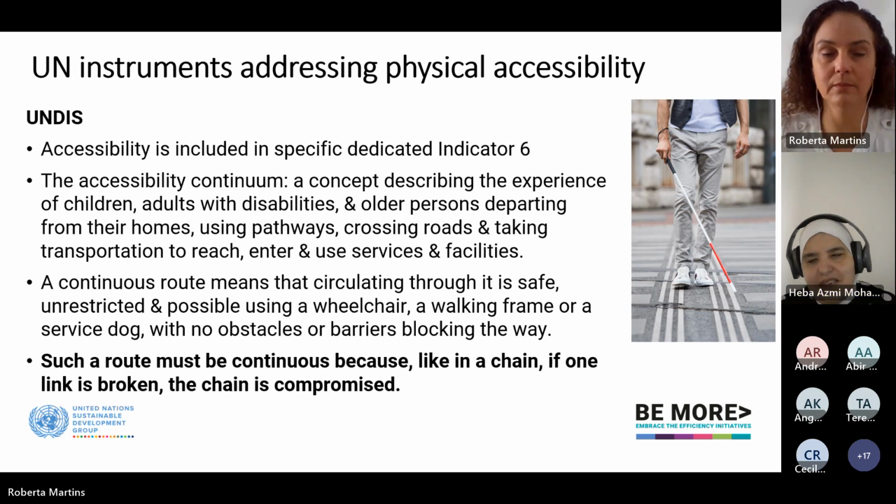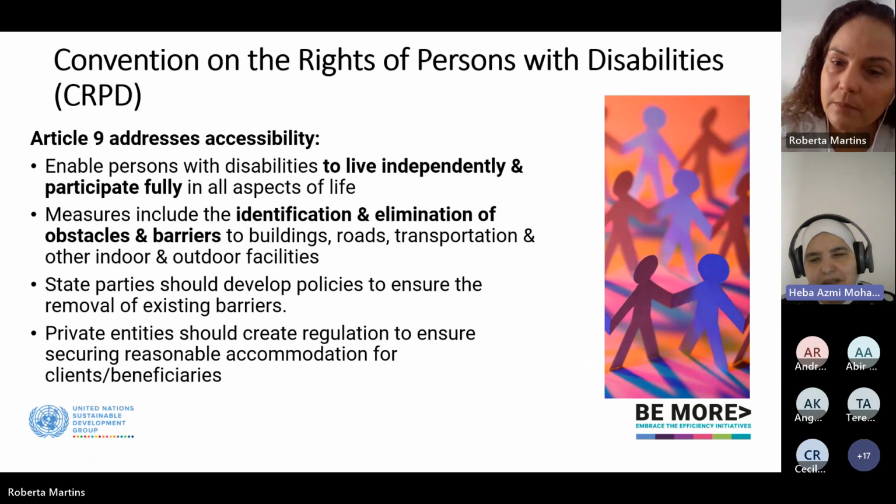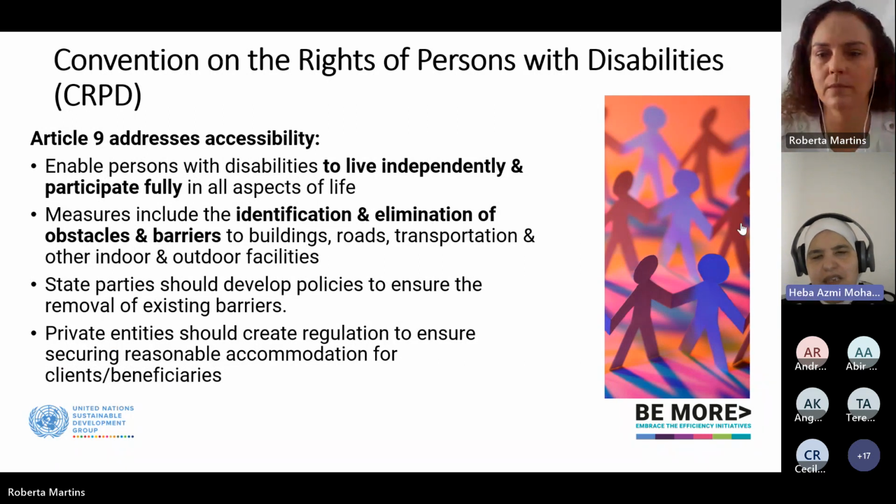In the next slide, this is the CRPD. Yes, I'm on the CRPD slide right now. This is the CRPD's Article 9, which addresses the concept of physical and digital accessibility, and it urges both public and private entities, state parties, and UN organizations to take all the necessary measures to provide physical accessibility. That would enable persons with disabilities to have physical accessibility not only in their offices, but also in their homes, using pathways, crossing roads, or taking transportation to reach, enter, or use services and facilities.